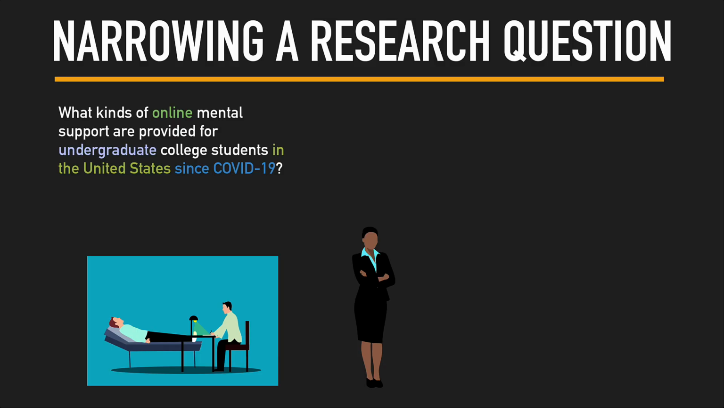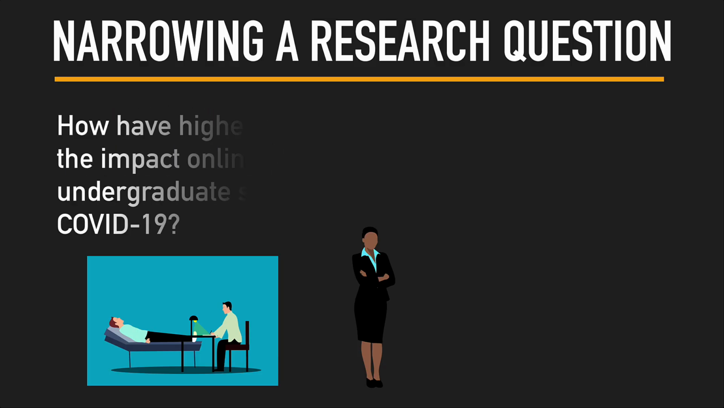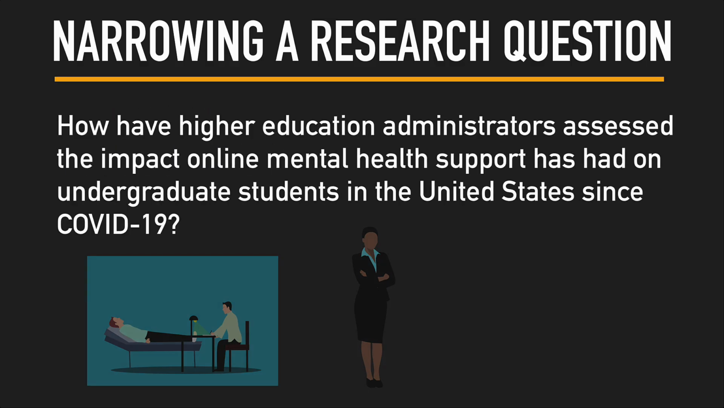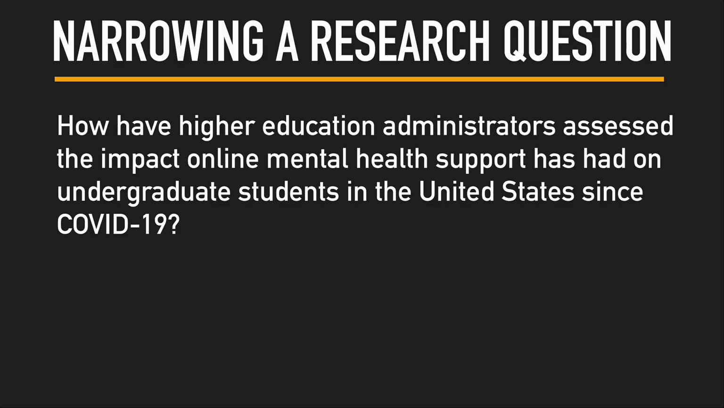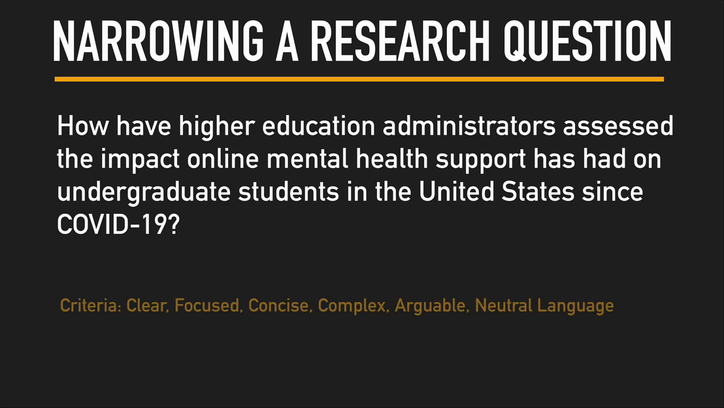At this point, our research question has become, how have higher education administrators assessed the impact online mental health support has had on undergraduate students in the United States since COVID-19? But let's look at this question again and review the criteria. It's not arguable. How can we revise it to make it so?